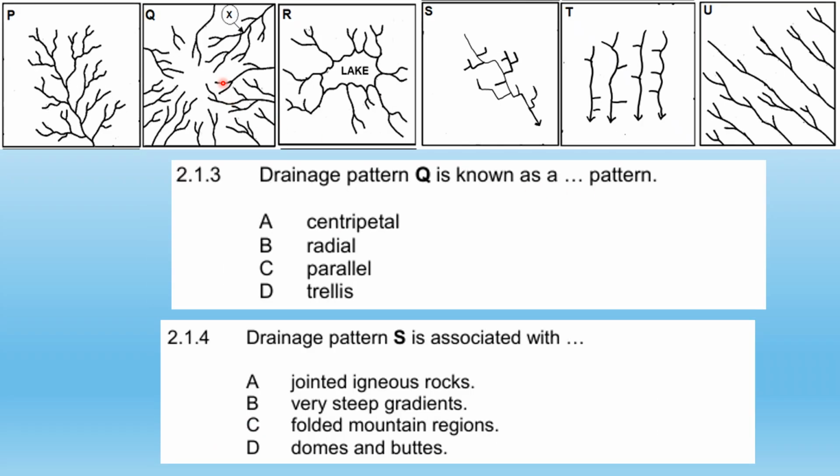Drainage pattern Q is known as a what pattern? You're going to notice that the rivers flow outwards or radiate outwards from a central high, so the option would be B, radial. 2.1.4, drainage pattern S is associated with. You'll notice that here we've got the rectangular stream pattern because the streams join each other at 90 degrees, and these streams often follow joints in the rock. So this would be option A, jointed igneous rock.